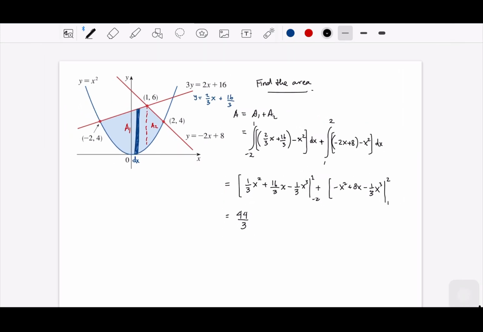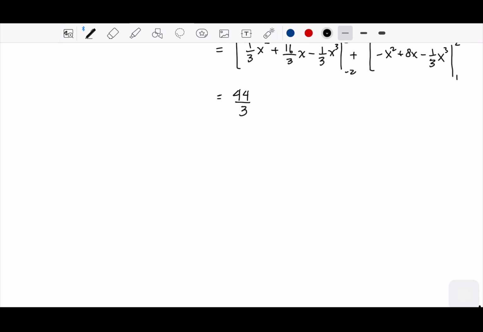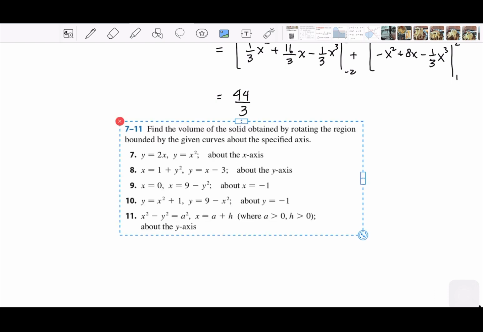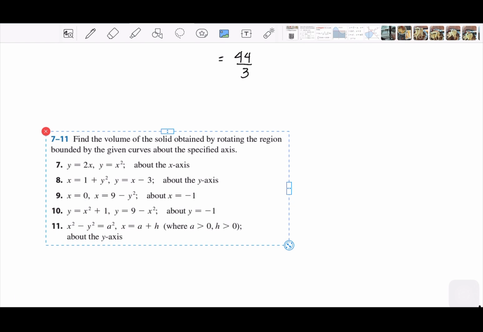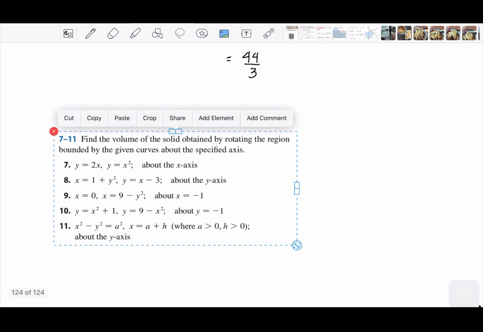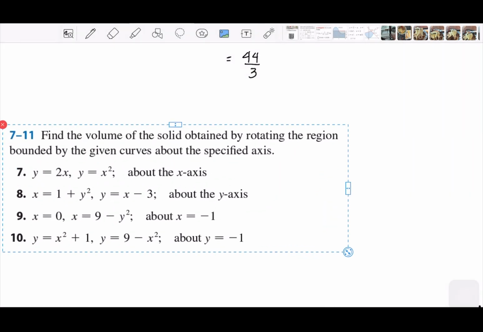Okay, let me give you another one. So, example... Okay, let's try the volume one. I think just do 10 here. Okay, I think this should be okay.